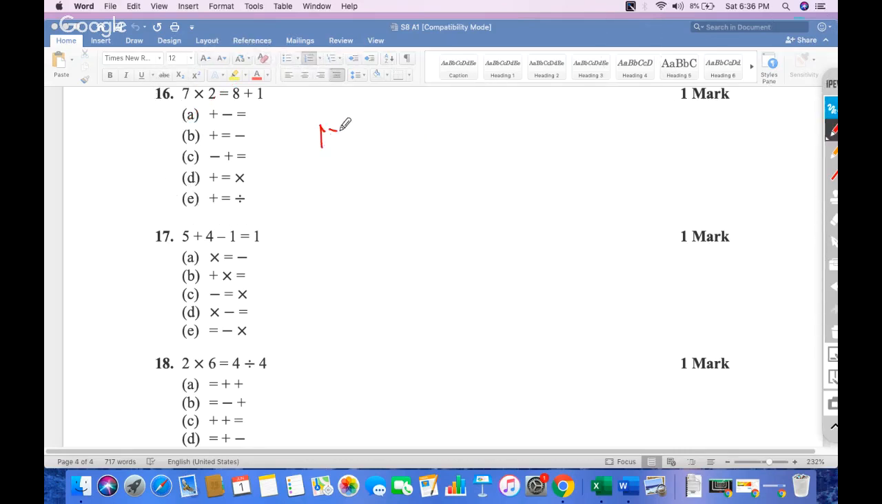Question number 17. 5 into 4 is 20 equal to 1 minus 1. A is not the answer. 5 plus 4 is 9 into 1 is equal to 1, not the answer. 5 minus 4 is equal to 1 into 1, so 17C is the answer. So I write 5 minus 4 is equal to 1 into 1. So 1 is equal to 1.